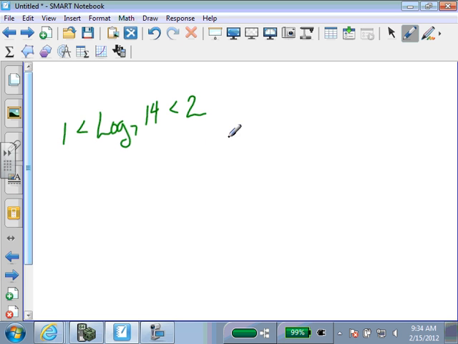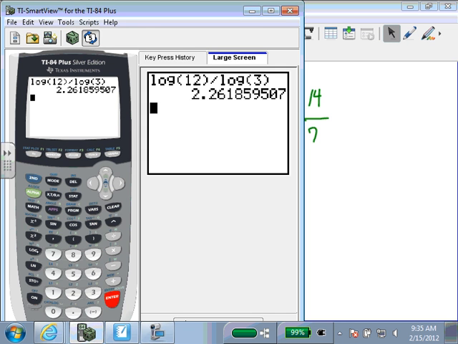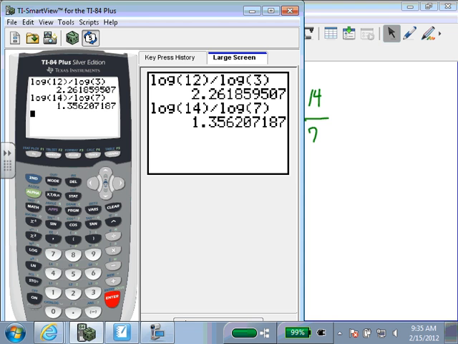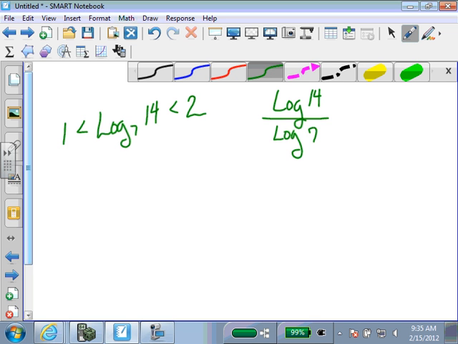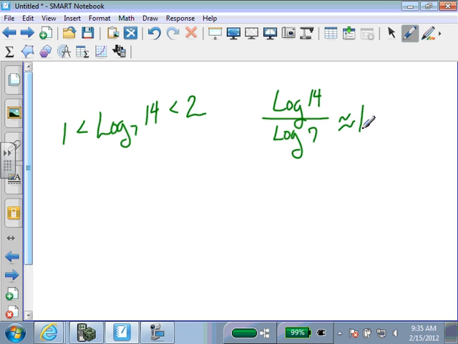But if I do have a calculator available, I can do this as base 10 log of 14 divided by the base 10 log of 7. So base 10 log of 14 divided by base 10 log of 7. And that gives me about 1.356. Approximately 1.356.